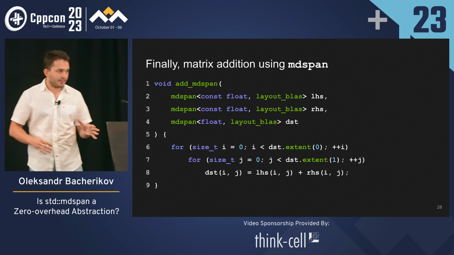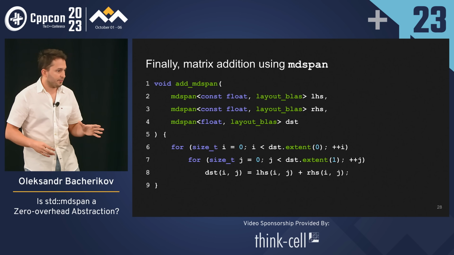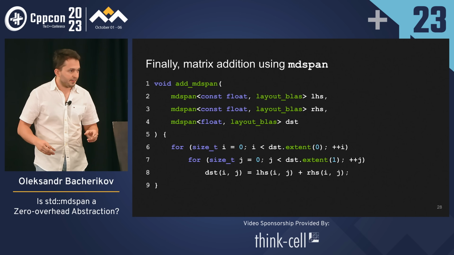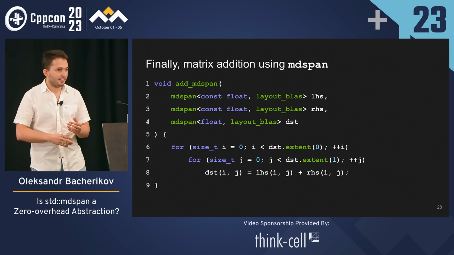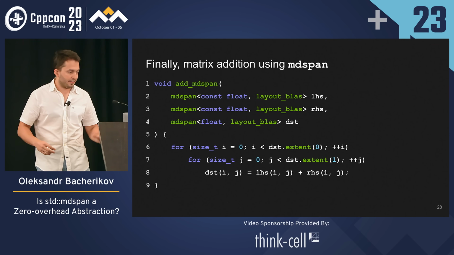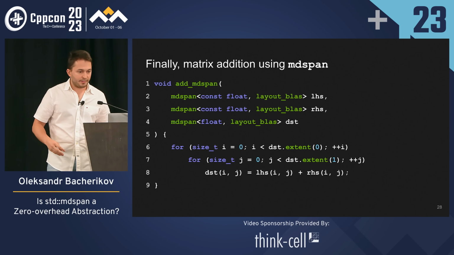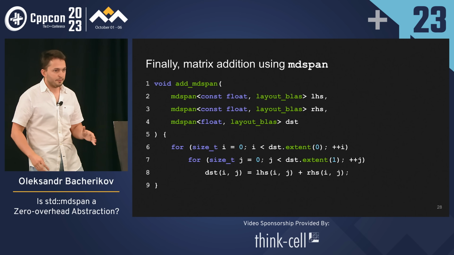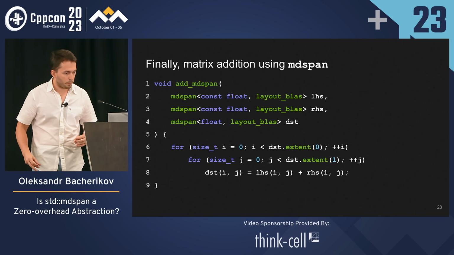OK, so having all of this, I think we can finally formulate matrix addition using mdspan. So we have two inputs, which I call LHS and RHS, and I believe are canonical names, and DST for output. And the implementation is quite straightforward. And note that in line 8, I'm not using the square brackets operator because I don't have C++23 available yet for me.